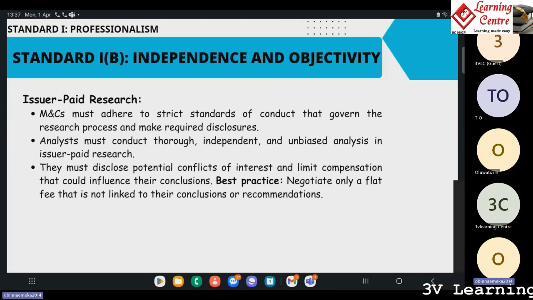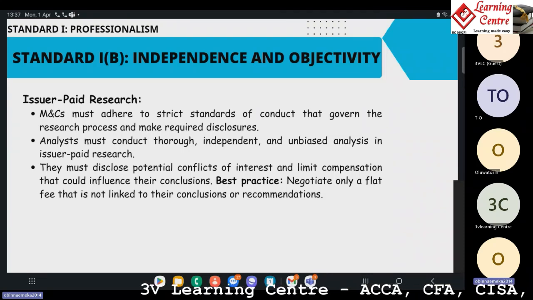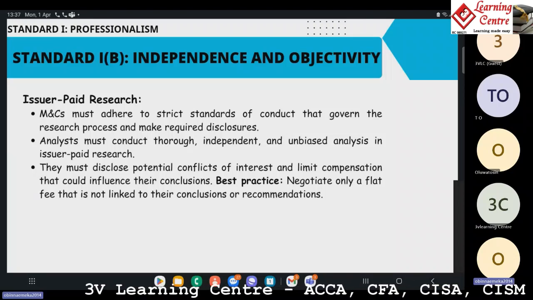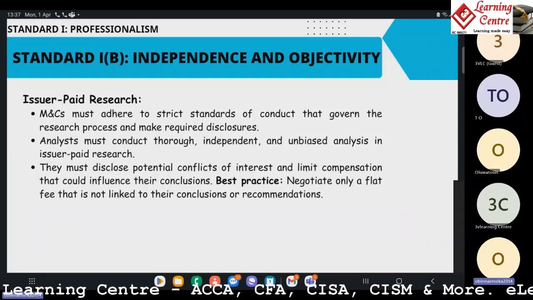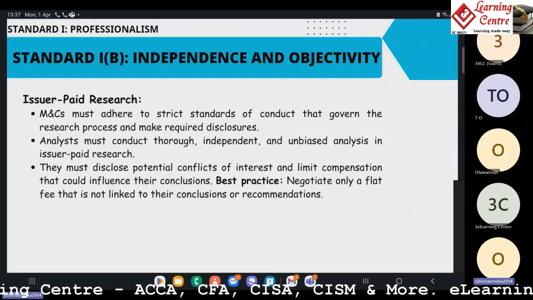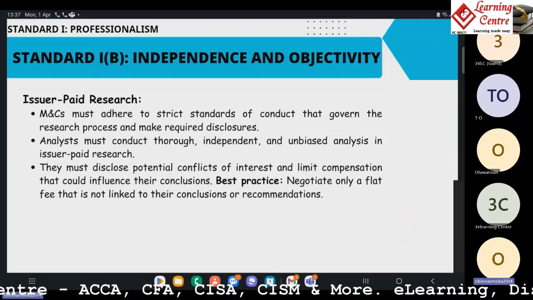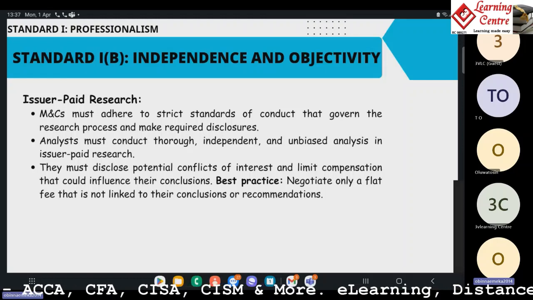So don't go and collect any fee that is based on your conclusion or your recommendation. Because if you are collecting any fee that is based on your conclusion or recommendation, it's going to affect your independence and objectivity. Because of that, the standard says make sure you don't collect any payments that are based on the reports that you are going to issue.